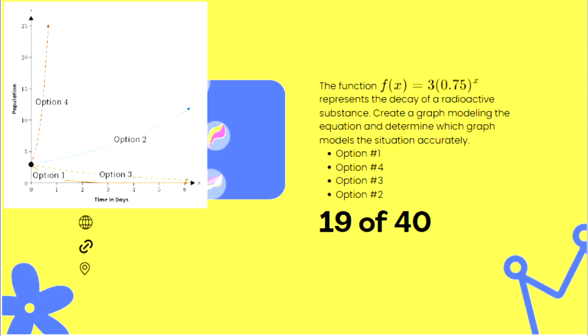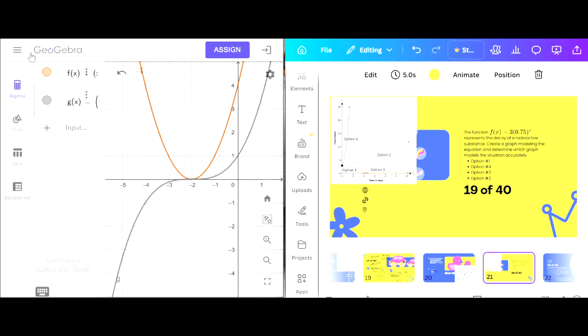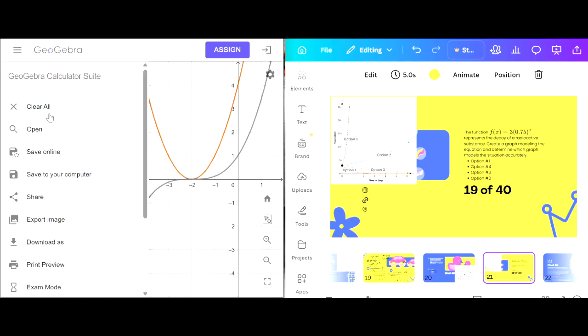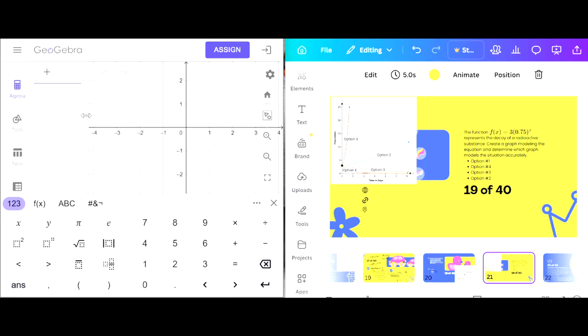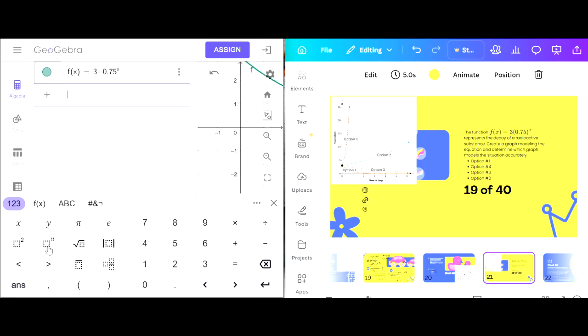Here's number 19. The function f of x is equal to 3 times 0.75 raised to the power of x represents the decay of a radioactive substance. Create a graph modeling the equation and determine which graph models the situation accurately. Guess what, guys? All we have to do is go to GeoGebra and graph this. So let's clear everything and put in our formula. We have f of x is equal to 3 times 0.75 raised to the power of x.